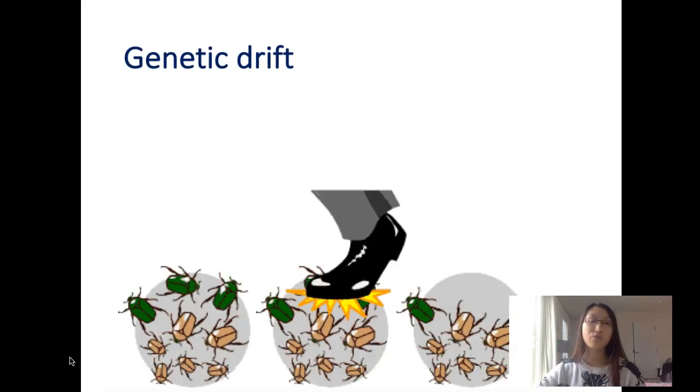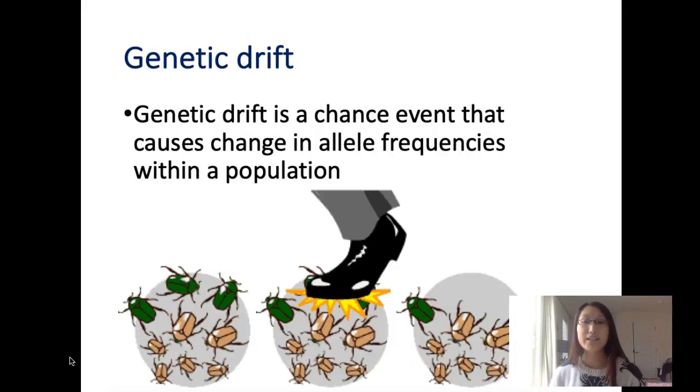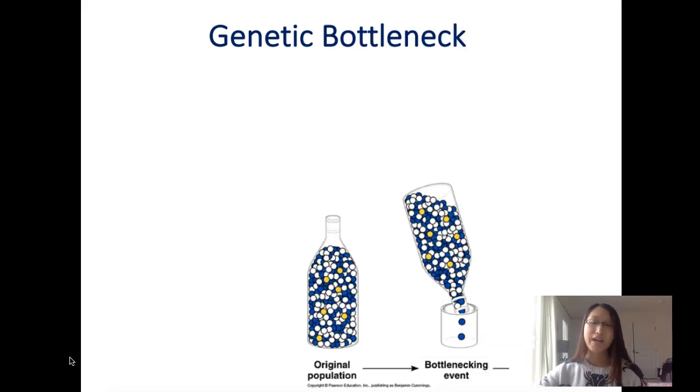So how would this work? Genetic drift, first off, is a chance event that causes change in allele frequencies within a population. Chance event means it's random. Natural selection is not random because the environment does determine certain individuals to be more fit and to be able to survive and reproduce and pass on their genes. So the first type of genetic drift is called the bottleneck effect.